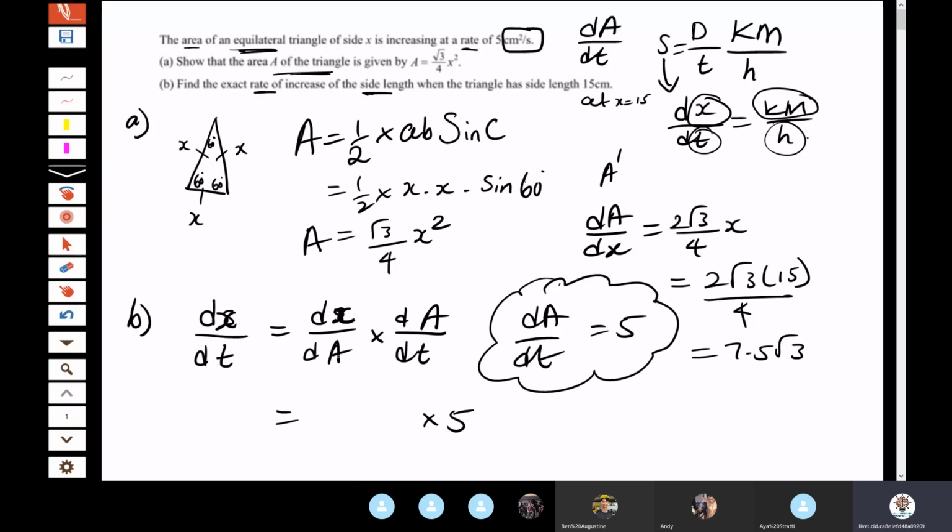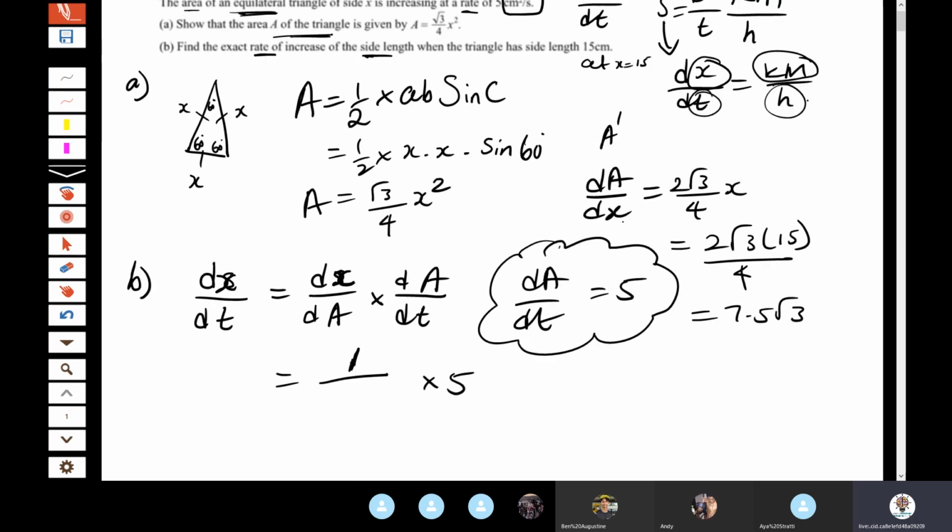And then dx on dA is what? If I found dA on dx, it's this. How would I write dx on dA? Reciprocal. So reciprocal of this guy, times by 5. Plug it into your calculator and you guys are done.